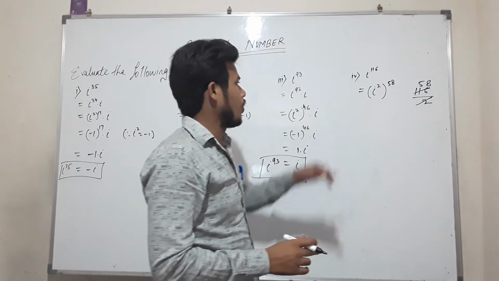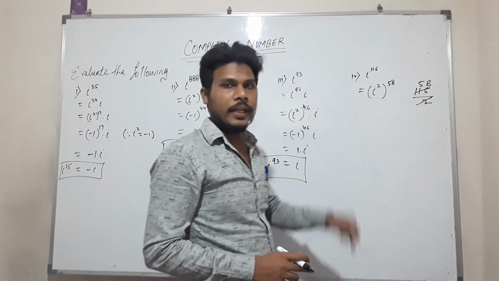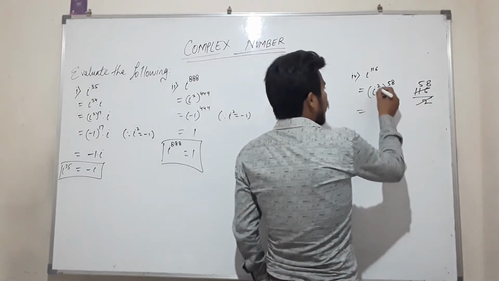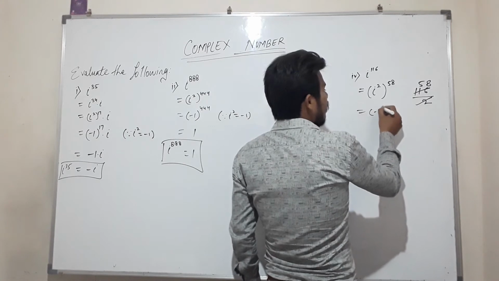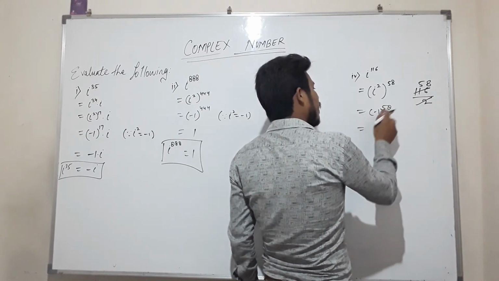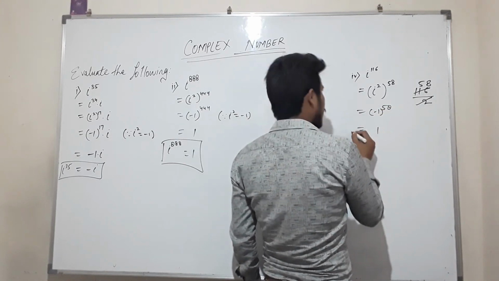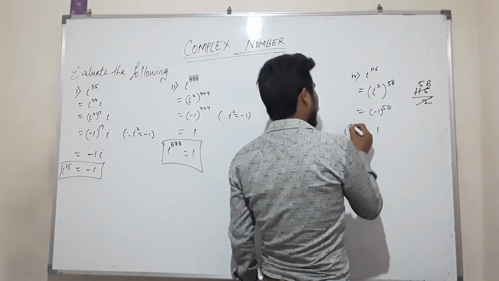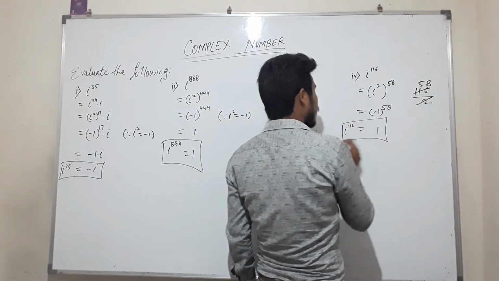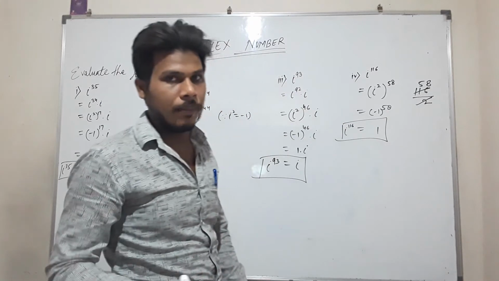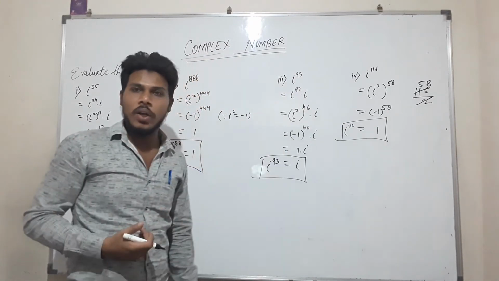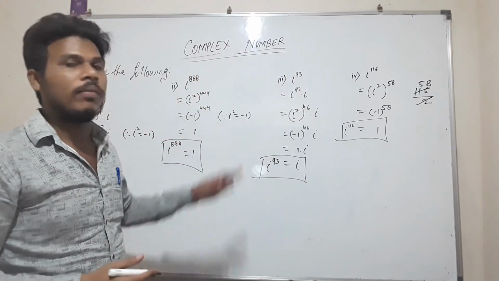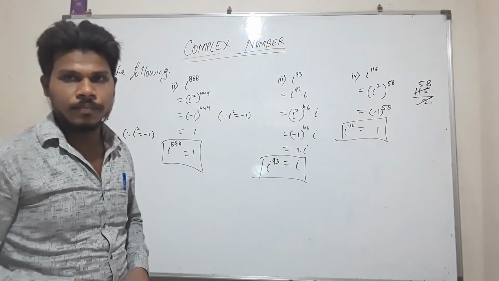Okay, so i raised to 2 raised to 58. So the value of i square is -1 raised to 58. Again -1 to an even power is positive. So i raised to 116 is nothing but 1. This way we can find out the value of a higher power of i. Okay.